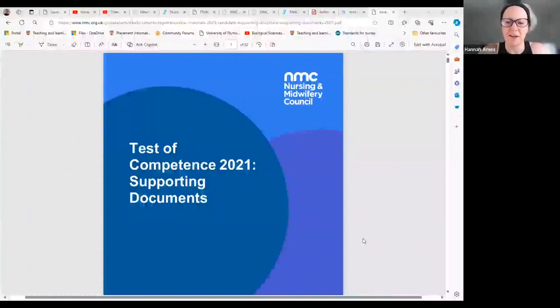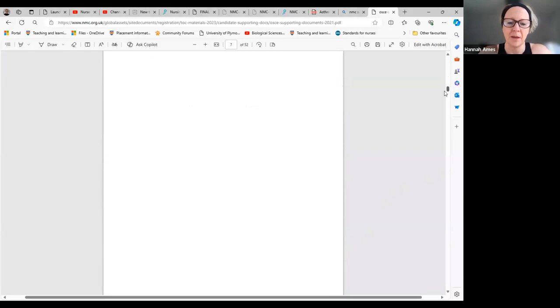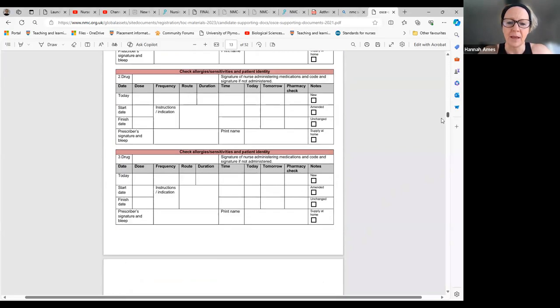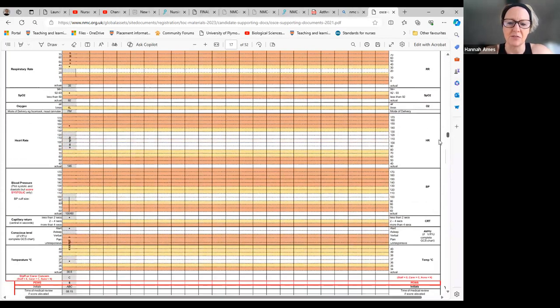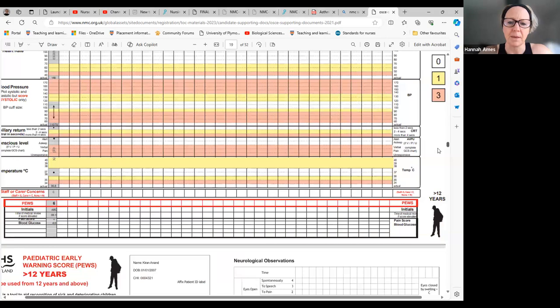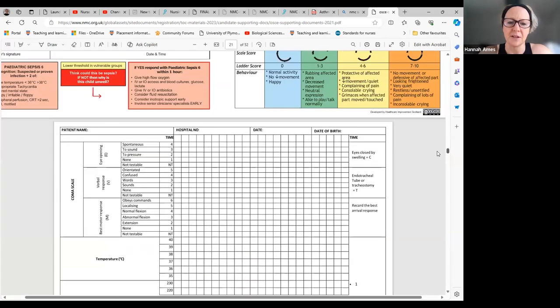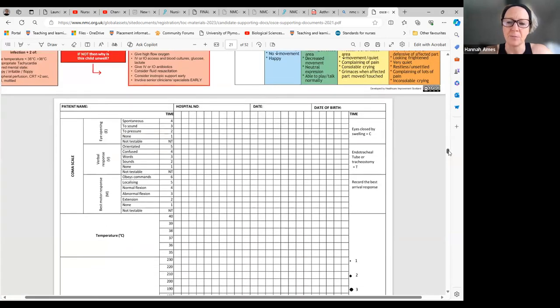My first bit of advice for the Glasgow Coma Scale is to go to the NMC Test of Competence webpage and to their supporting documents, and make sure you are using the Glasgow Coma Score Observation Chart, which is in their supporting documents pack, because this has been updated. There are a lot of older versions of the GCS chart on the internet and in different training resources. So if you're an adult nurse, you need this version to be practicing from.